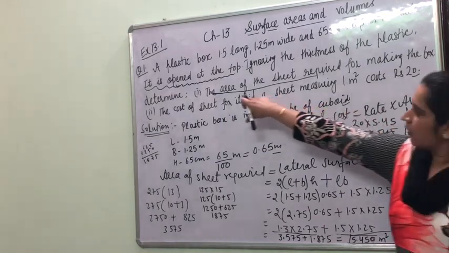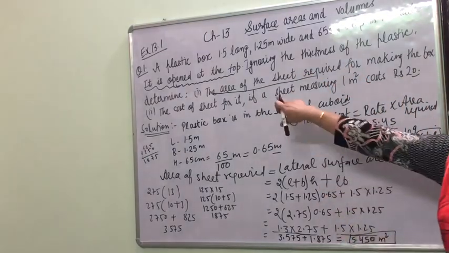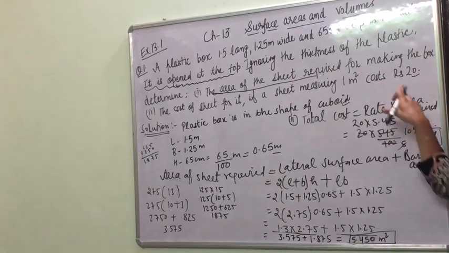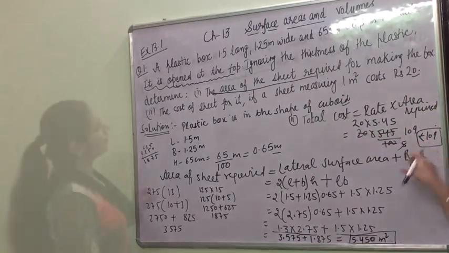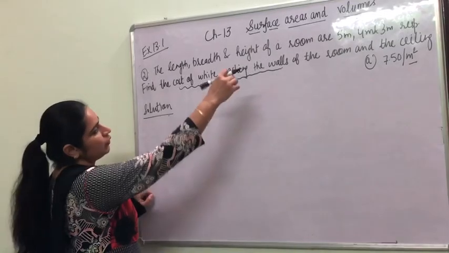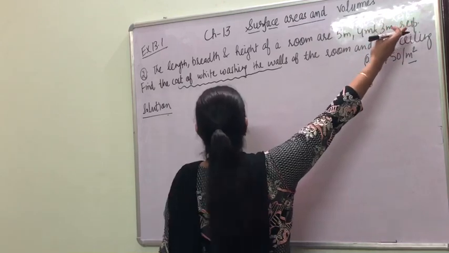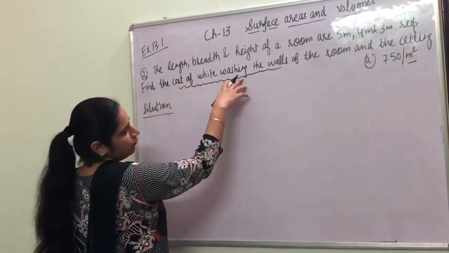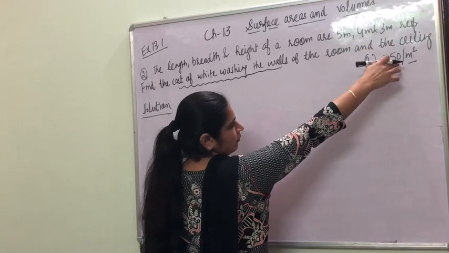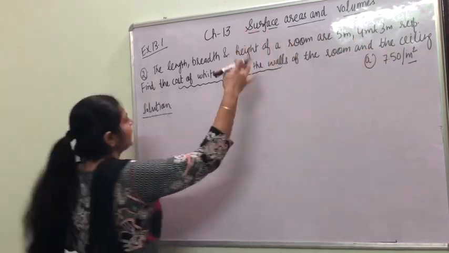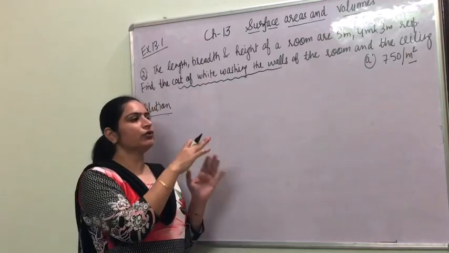Answer statement is: area of the sheet required is this much and the total cost for measuring the cost is rupees 109. Now we are doing question number 2. Here a room is given which is cuboid in shape whose dimensions are given. We have to find the cost of whitewashing the walls of the room and the ceiling at a rate of 7.5 per meter square.